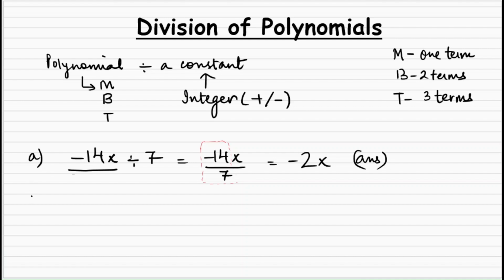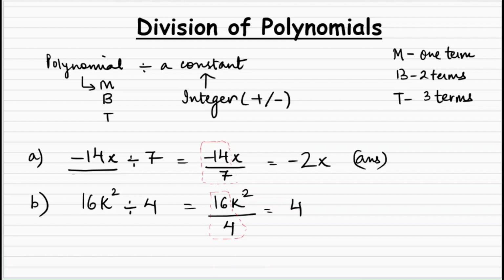Let's take another example, part B: 16k square divided by 4. Let's write it in the division form, 16k square over 4. Let's again solve this, 16 divided by 4. So we are basically dividing the numbers. 16 divided by 4 is 4k square. Any other k square term? No, it's an alone term, an absolutely independent term. So it is k square, and that's my answer.